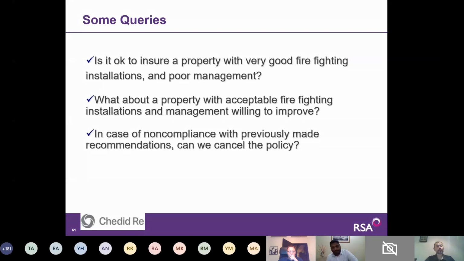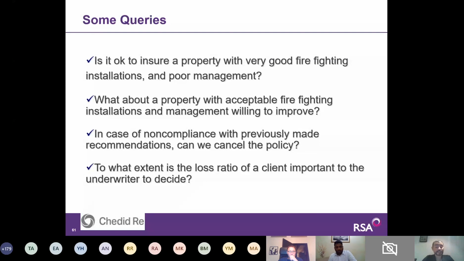I put some recommendations to a client. I visited the plant. I put some recommendations. I revisited the plant in 6 months and I didn't find any compliance. Can I cancel the policy? I have the full right because I put it in my acceptance contract. If I find no compliance with my recommendations, this policy will be automatically cancelled. Yes, I have the right. This is a kind of management I don't want to deal with.